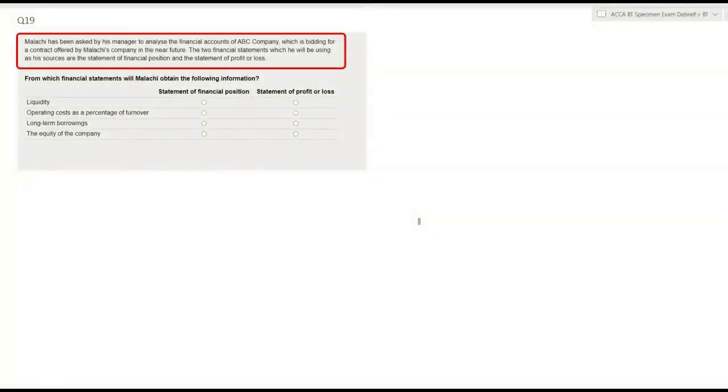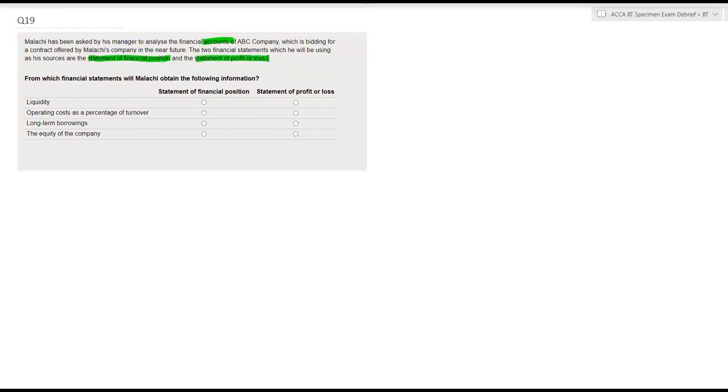Malachi has been asked by his manager to analyse the financial accounts of ABC Company, which is bidding for a contract offered by Malachi's company in the near future. The two financial statements which he'll be using as his sources are the statement of financial position and the statement of profit or loss. Here's the requirement: from which financial statement will Malachi obtain the following information?